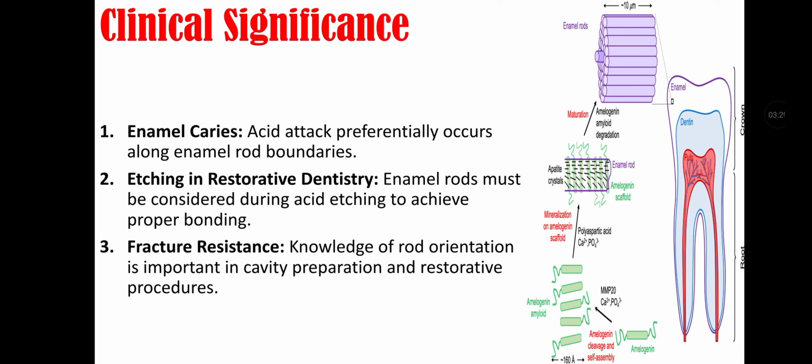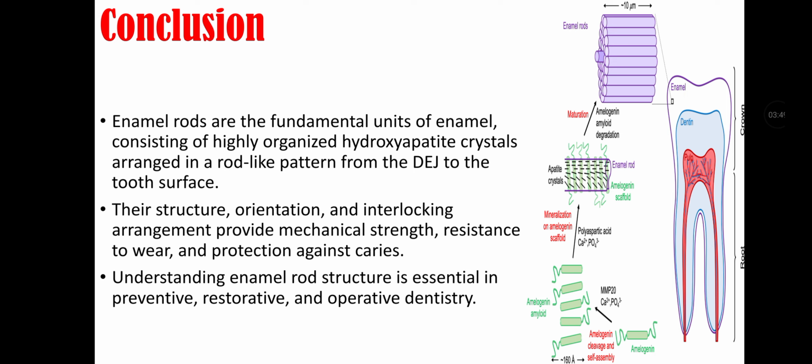Clinical significance. First is enamel caries. Acid attack preferentially occurs along enamel rod boundaries. Second is etching in restorative dentistry, as enamel rods must be considered during acid etching to achieve proper bonding. Third significance is fracture resistance, as knowledge of rod orientation is important in cavity preparation and restorative procedures.